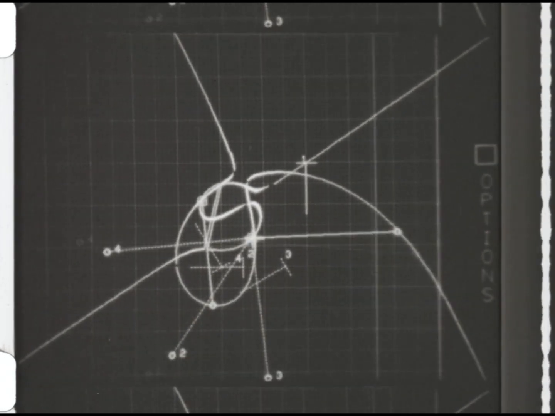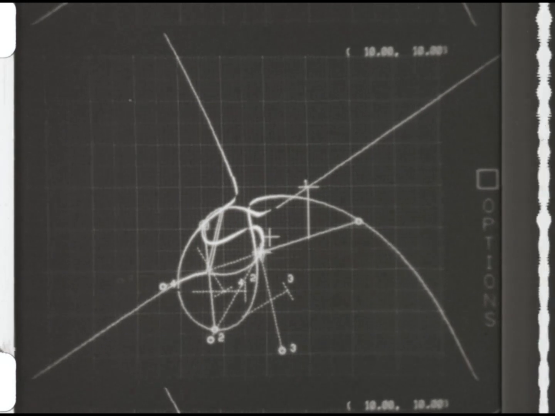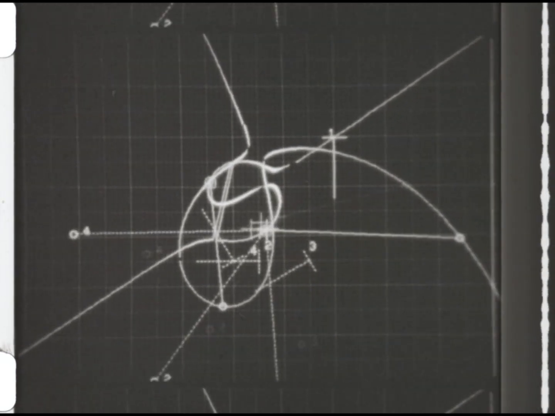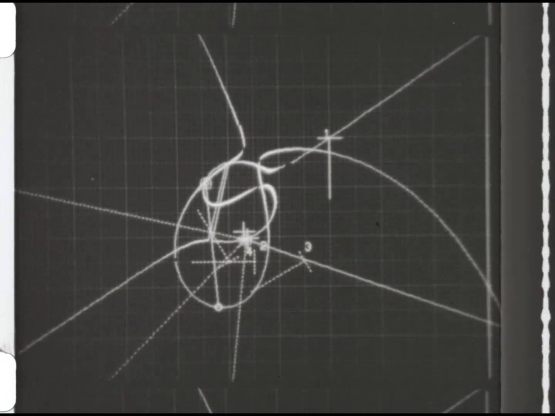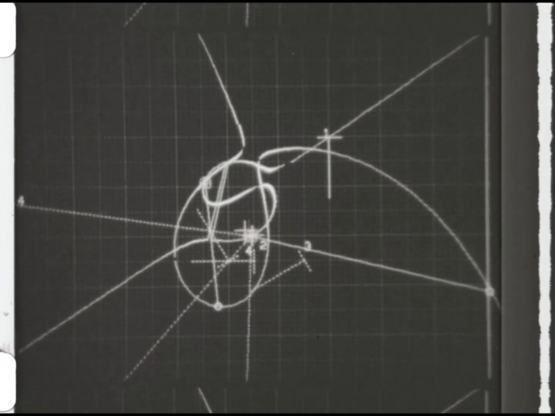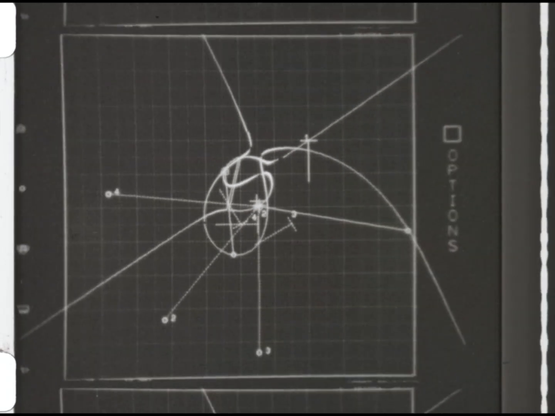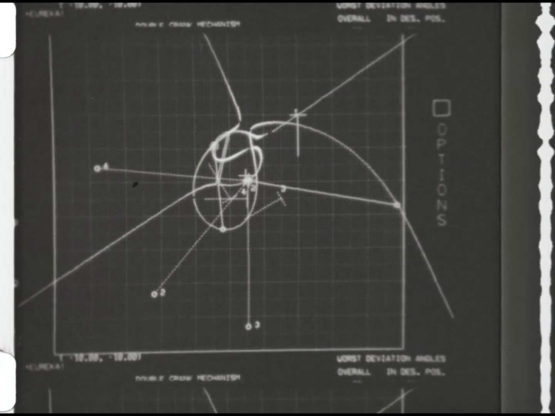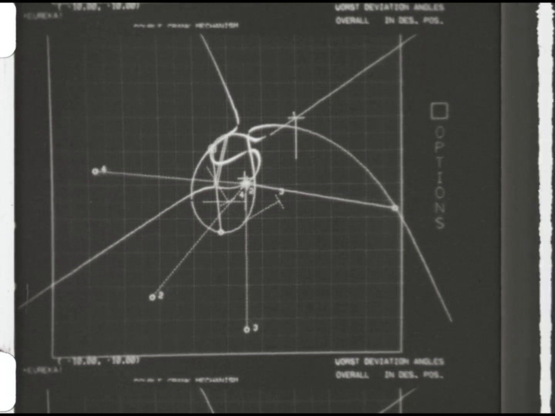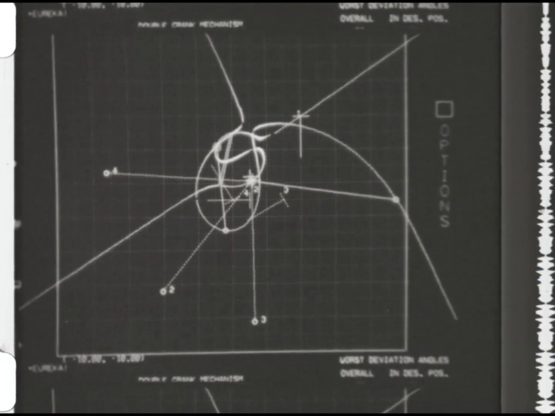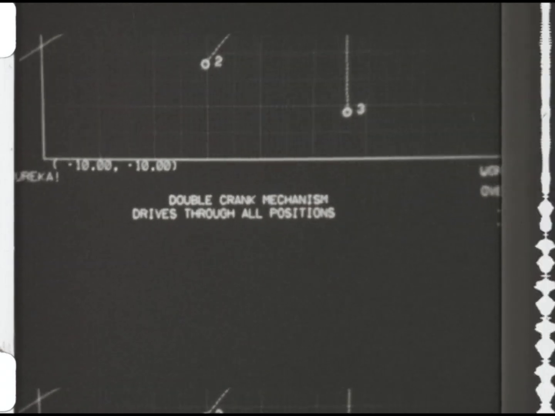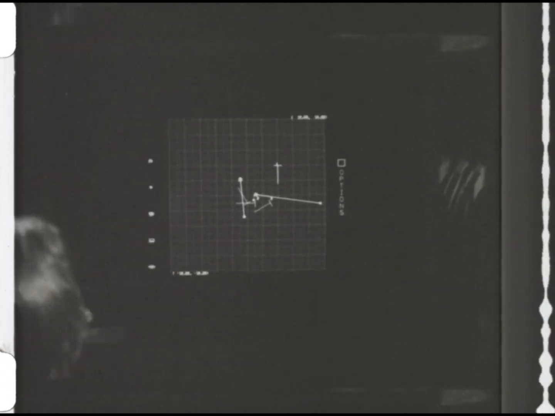Here we've got one. Now notice how a very slight distance along the curve and you go from a good design to a terrible design. Now down here in the lower right corner of the screen, for this particular double crank mechanism, which is a one-star mechanism, it's telling me exactly what the transmission angles are for that mechanism. And that particular one has an 80-degree deviation angle, which is really terrible.